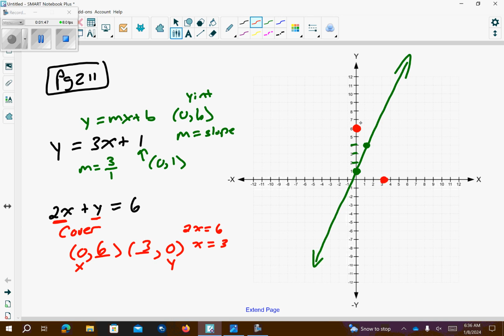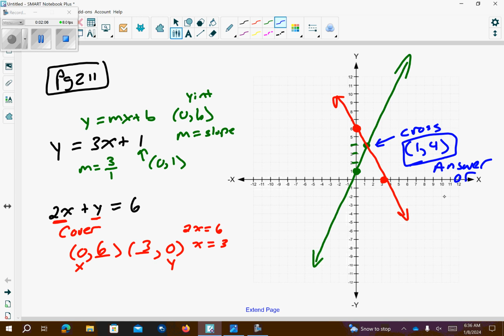And notice these lines appear that they're going to cross each other when I double check this. So if I look right here, this is where they cross. That cross is at 1 comma 4. So this is the answer or the solution. They might ask it one of two ways. They might say, what's the solution or what's the answer? So that's basically how you go through these problems.